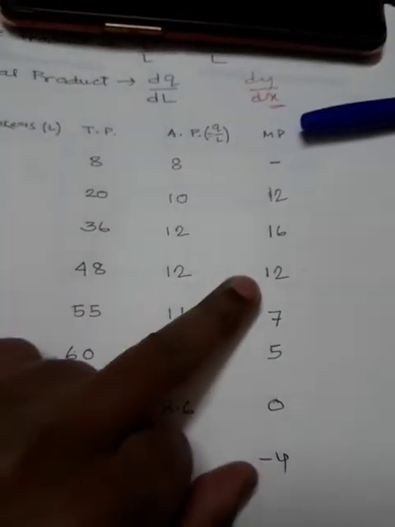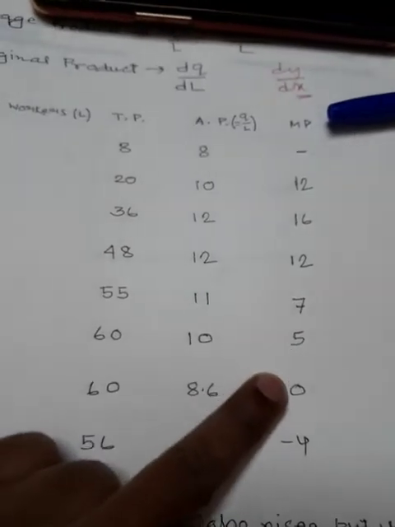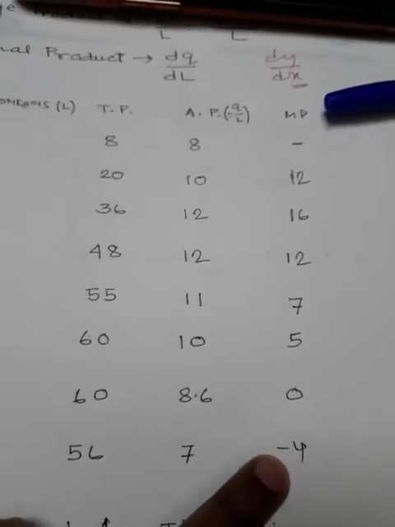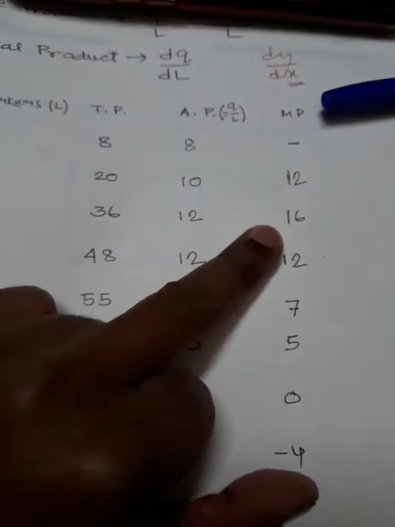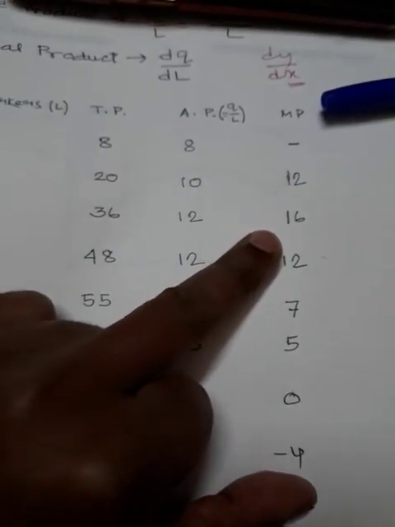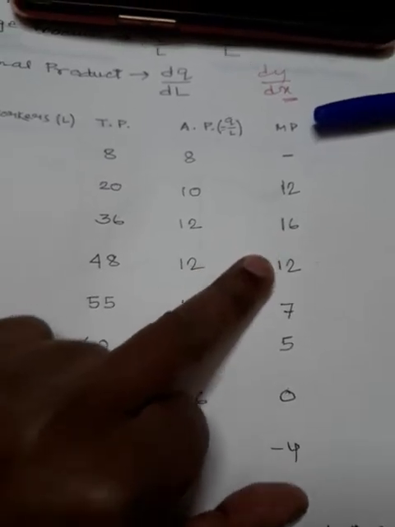Then look at MP, marginal product. Here also 12, 16, 12, 7, 5, 0, minus 4. What does it show? It shows as labor increases, marginal product also increases, but after a certain time it decreases. Okay, it reaches its maximum and then it decreases. This is the characteristic of marginal product.